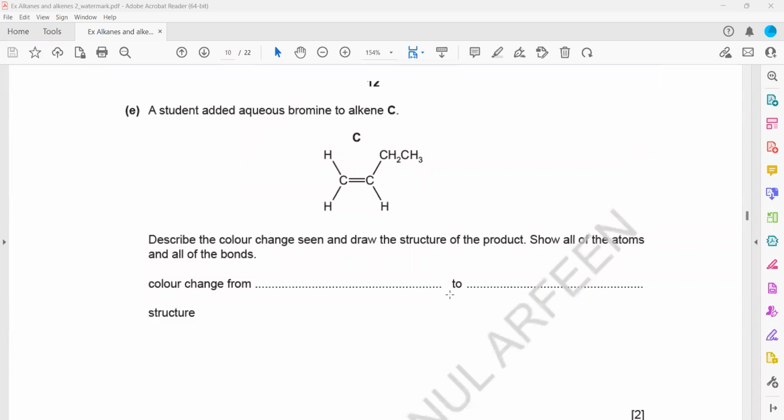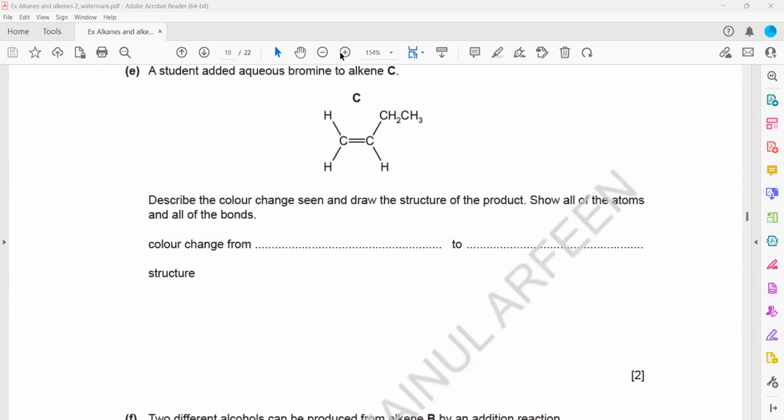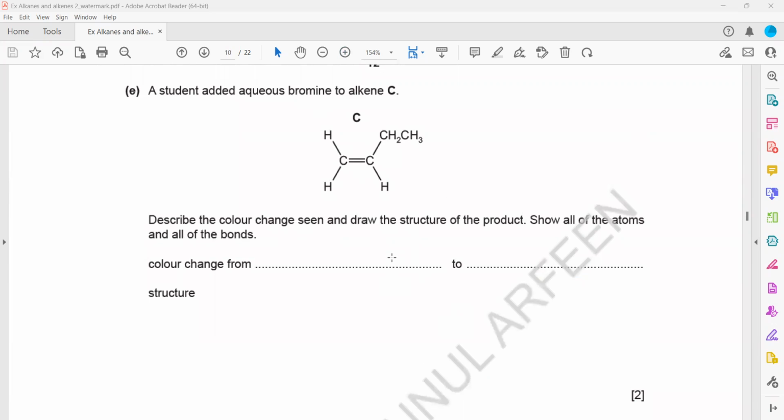A student added aqueous bromine to a solution of E. Aqueous bromine is a test for the presence of a double bond, because if there is a double bond, it will react. That is an unsaturated hydrocarbon. So what is the color change? Orange to colorless.